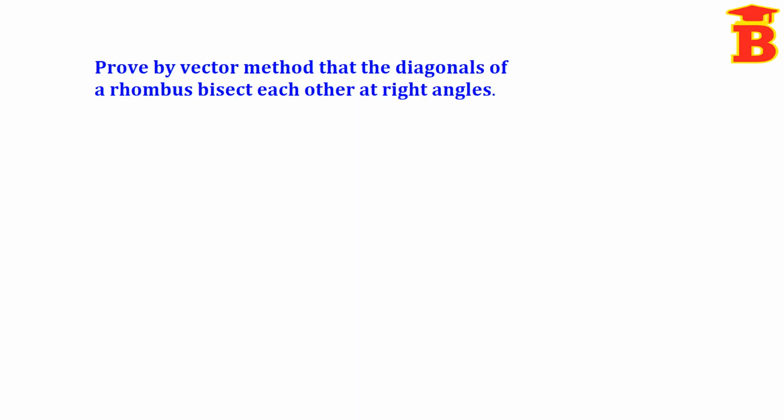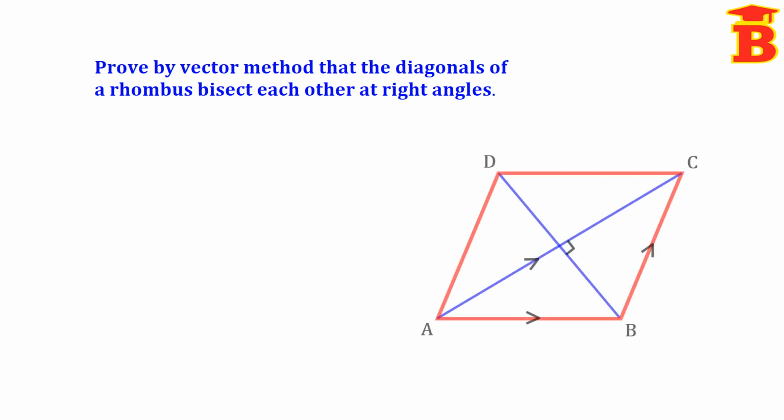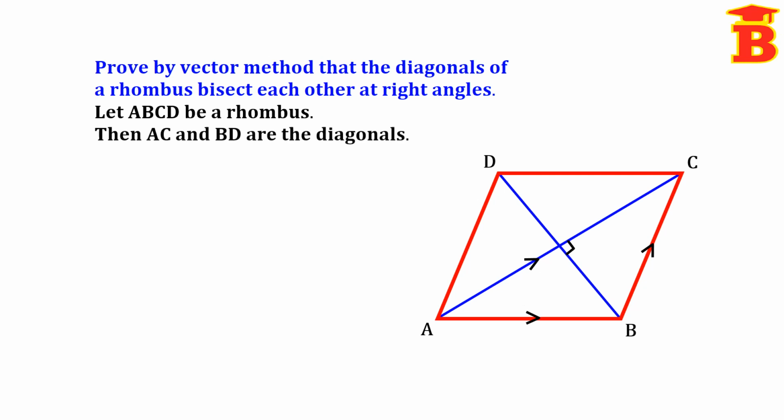Next problem, prove by vector method that the diagonals of a rhombus bisect each other at right angles. We have to draw a rhombus diagram. ABCD is a rhombus, and here AC and BD are diagonals. And what we have to prove is that the diagonals bisect at right angles. So that means these two blue color lines AC, BD cuts each other at 90 degree.